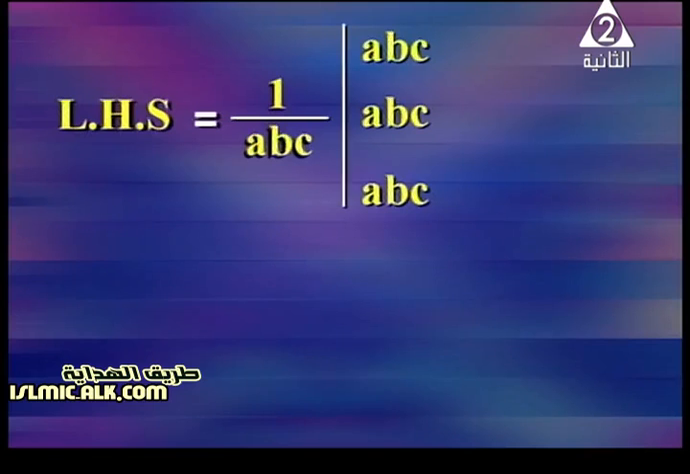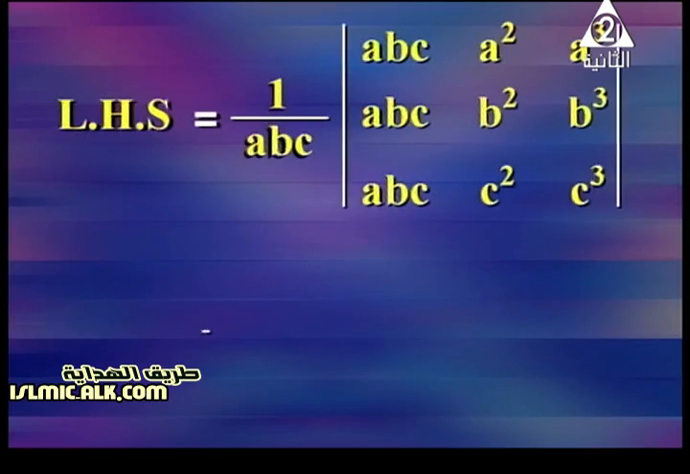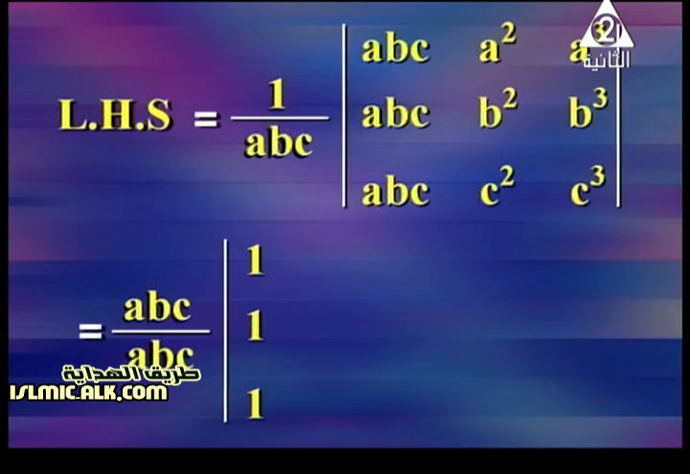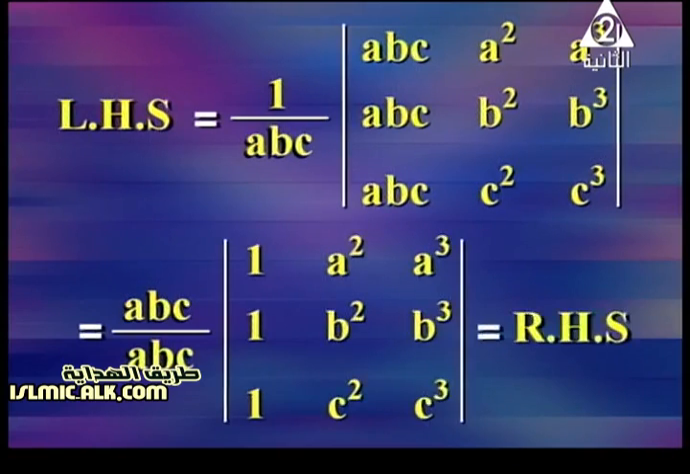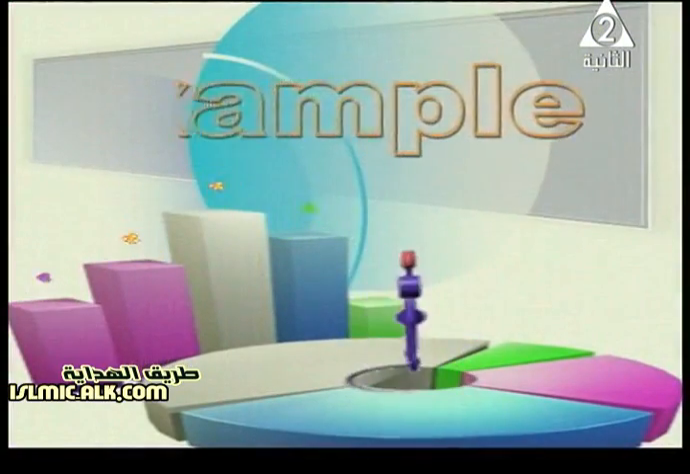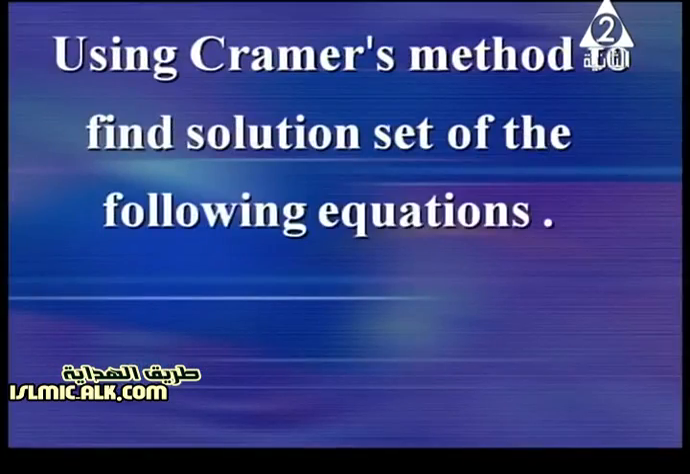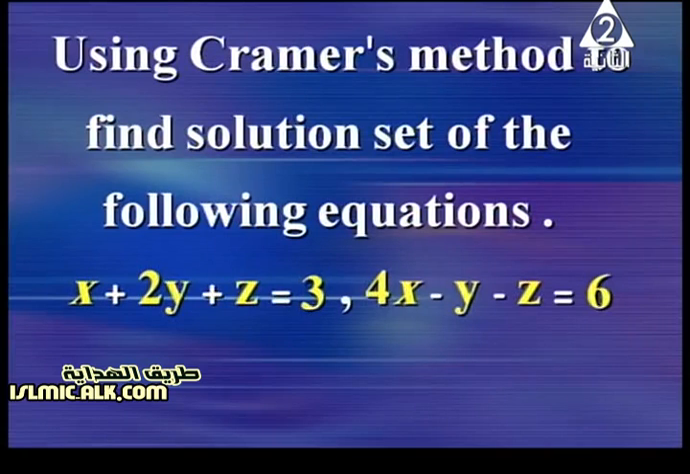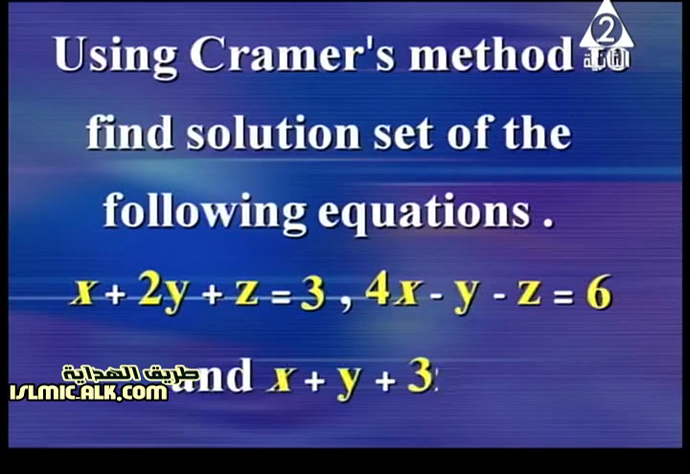Look at the left hand side and the right hand side; the left hand side must be equal to the right hand side. In this example, use Cramer's method to find the solution of the following equations. First, x plus 2y plus z equals 3. Second, 4x minus y minus z equals 6. Third, x plus y plus 3z equals 10.